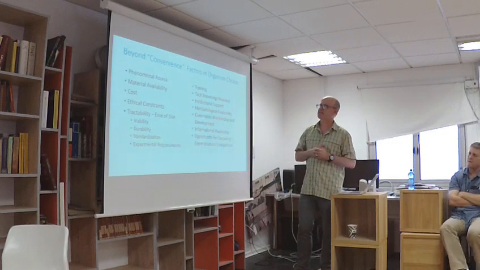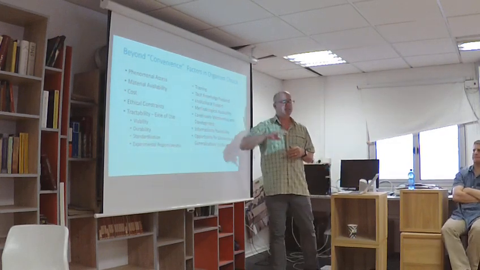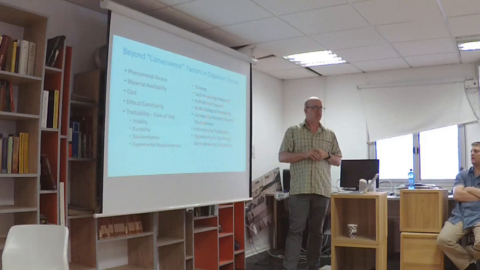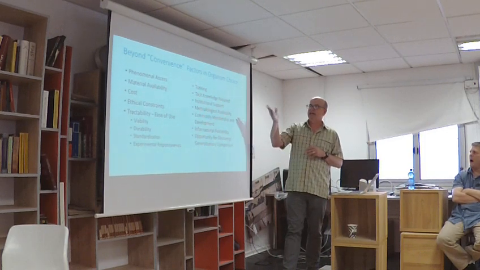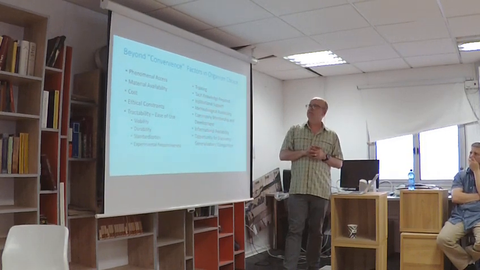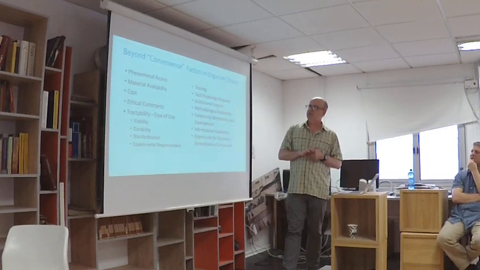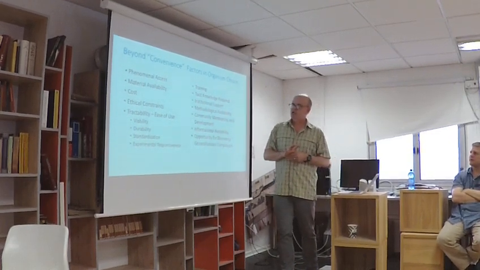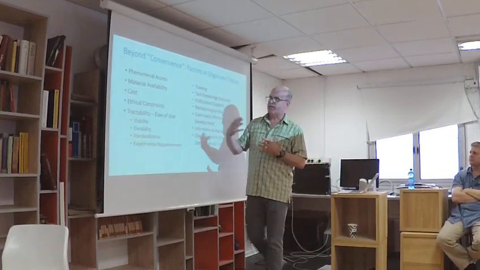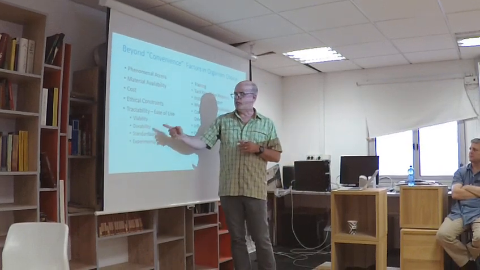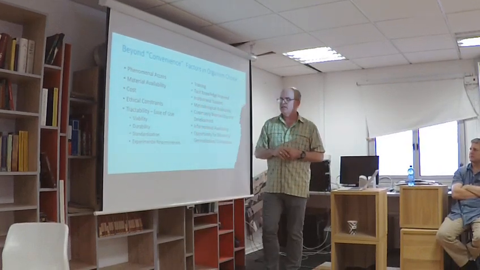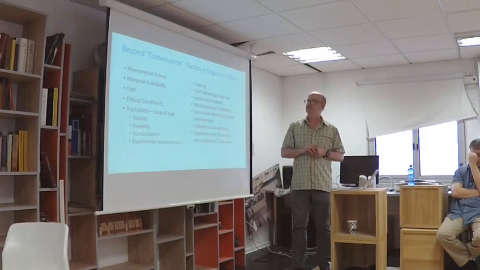And we'll talk about examples of that. Material availability is a huge one, right? Can you actually get to the stuff that you want? Is the cost reasonable or not? Ethical constraints play a huge factor here. So does tractability, especially when you take something into the lab. Is it viable? Is it durable? Can you standardize it? Will it respond in situ?